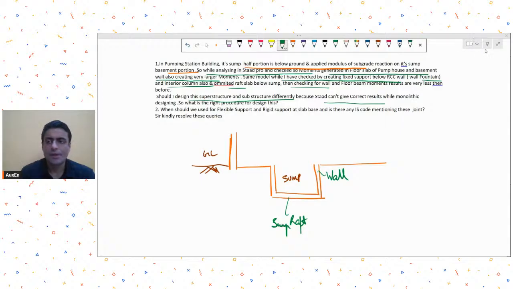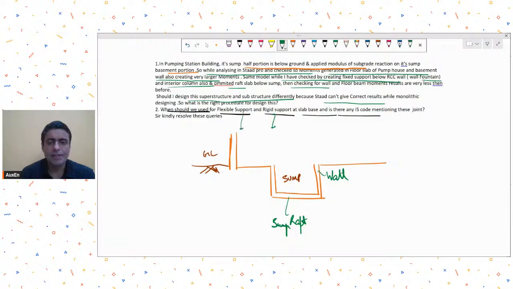All right. Then his next question is, when should we use flexible support and rigid support at slab base? And is there any IS code mentioning these joints? Okay, so I think he's saying when to use flexible support and when to use rigid support.